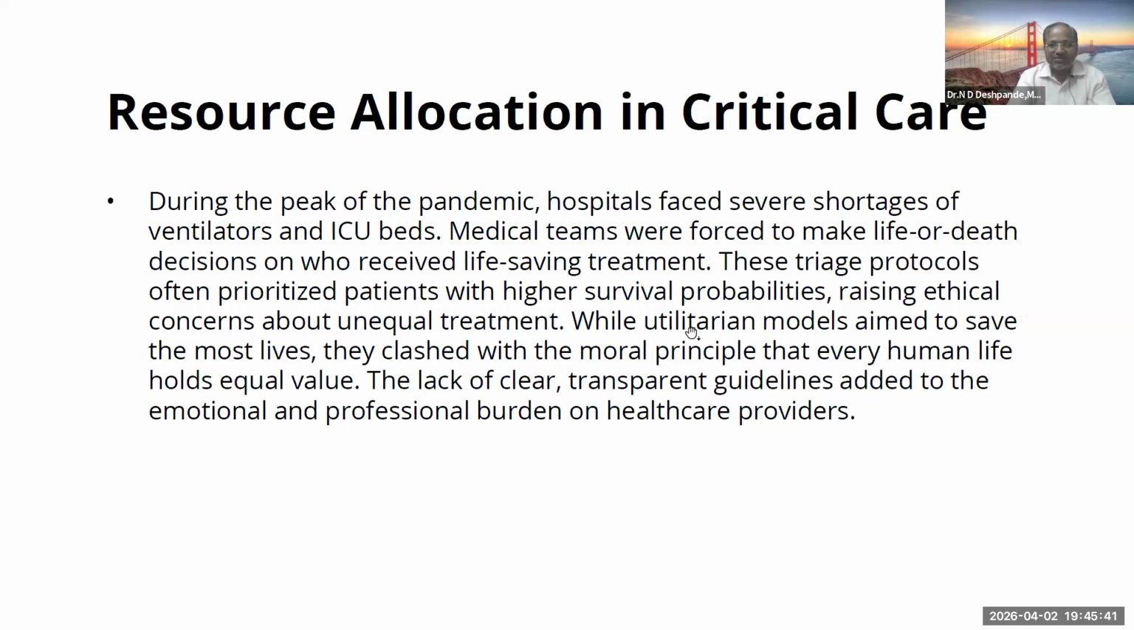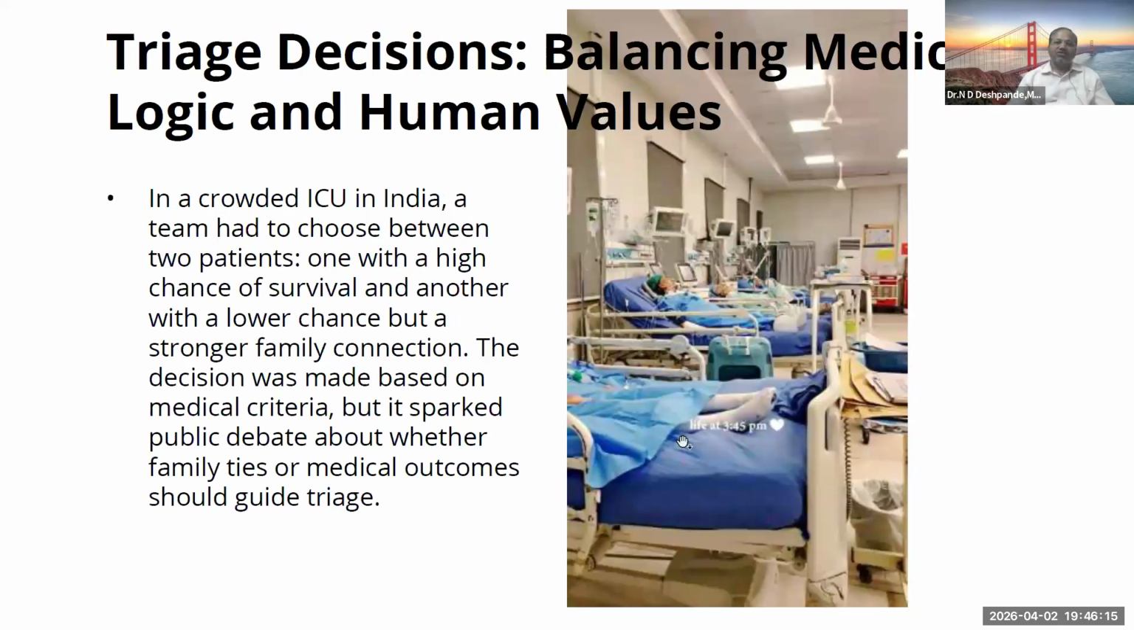While utilitarian models aim to save the most lives, they clash with the moral principle that every human life holds equal value. We cannot say that just because a patient doesn't have a bed to sleep on, his life is of less value, or that a patient who doesn't have an oxygen cylinder has a life of no use. This kind of resource allocation in critical care became a challenging situation, where the lack of clear and transparent guidelines added to the emotional and professional burden on healthcare providers. So these triage decisions are balancing medical logic and human values.